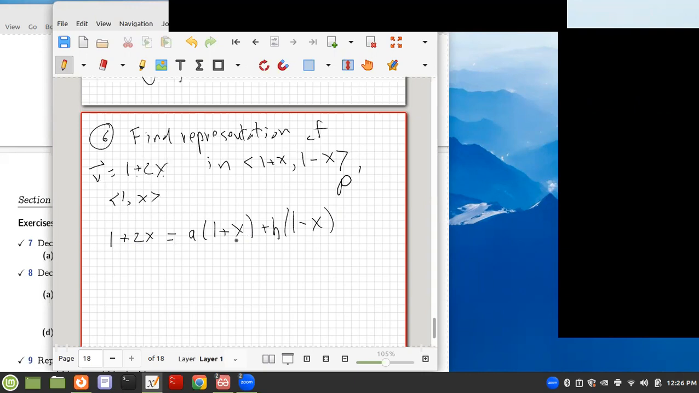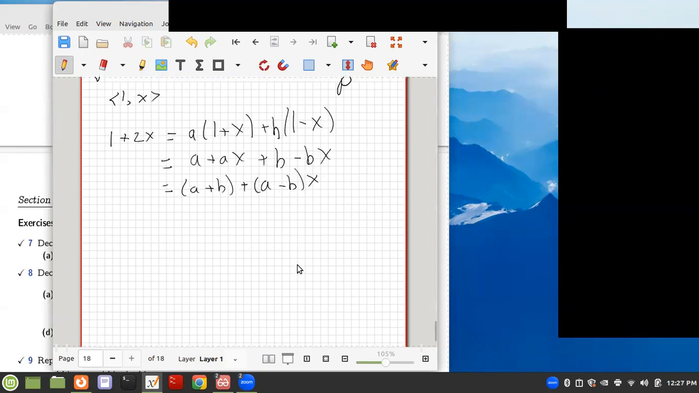So that means we have to equate them term by term, and the simplest way of doing that is in the standard basis, multiplying them by coefficients. So here we have a plus ax plus b minus bx, which equals a plus b plus a minus b times x, right? So the equations are a plus b has to equal 1, because of the constant term. Then we have a minus b equals 2.